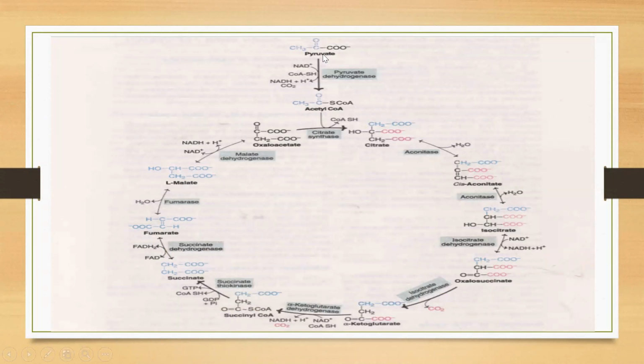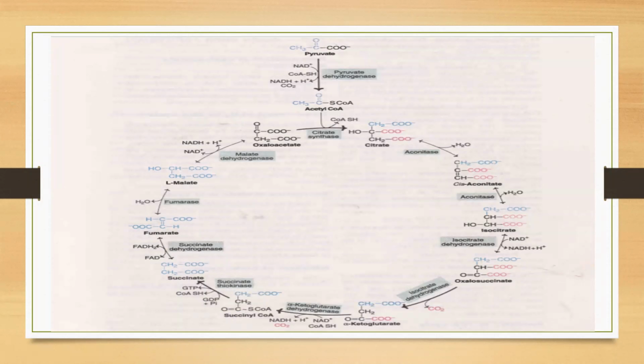Here, pyruvate is the end product of the glycolysis, and the starting product of the TCA cycle is acetyl coenzyme A. So this is the intermediate step between the glycolysis and the TCA cycle. The pyruvate is converted to the acetyl coenzyme A by the enzyme pyruvate dehydrogenase, and here the NADH molecule is produced. And also the coenzyme A is added at this step, and after that the acetyl coenzyme A is produced from this step.